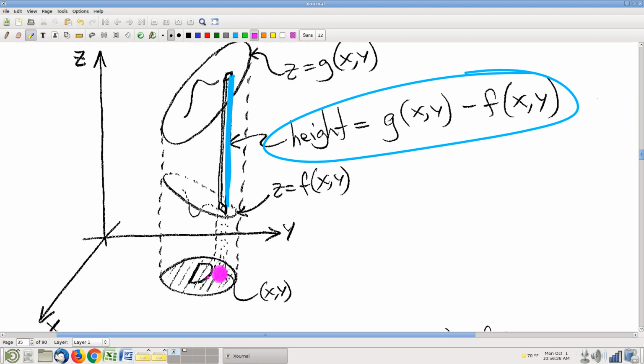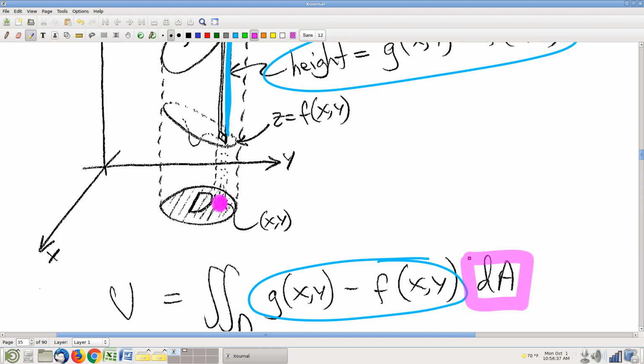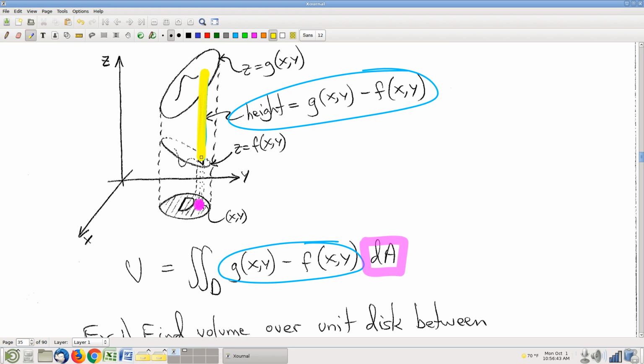the area down there. And all together, here we go: height times area gives me little pieces of volume. I guess I'll zoom back out. This volume here is that product, height times area. Add up the volumes to get the total volume. Yeah? Okay.